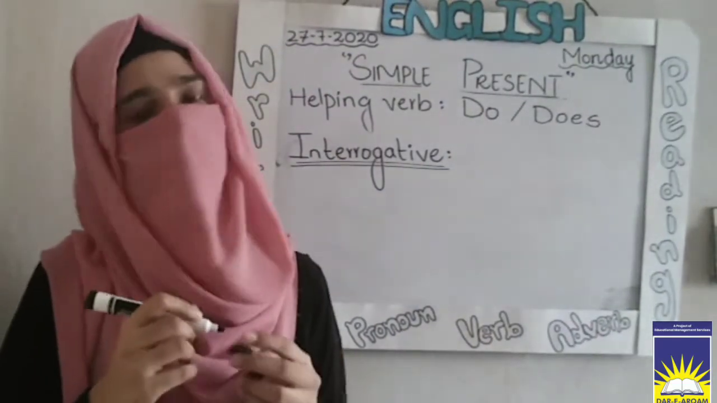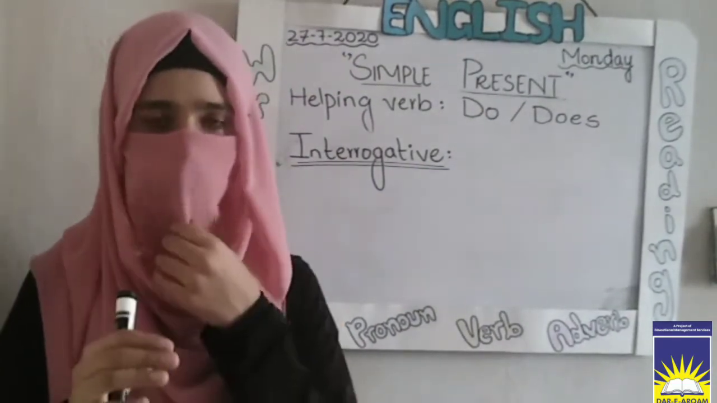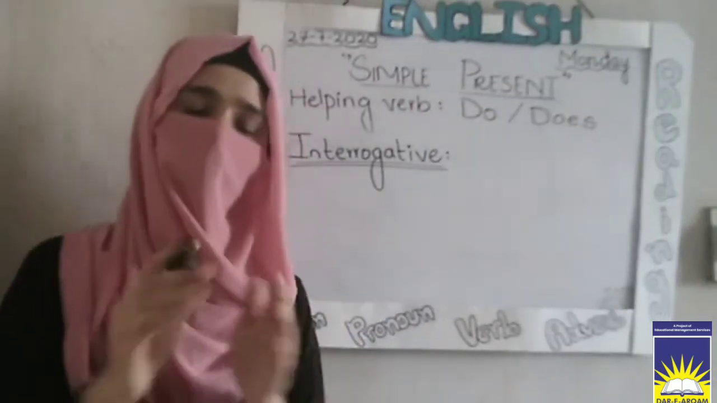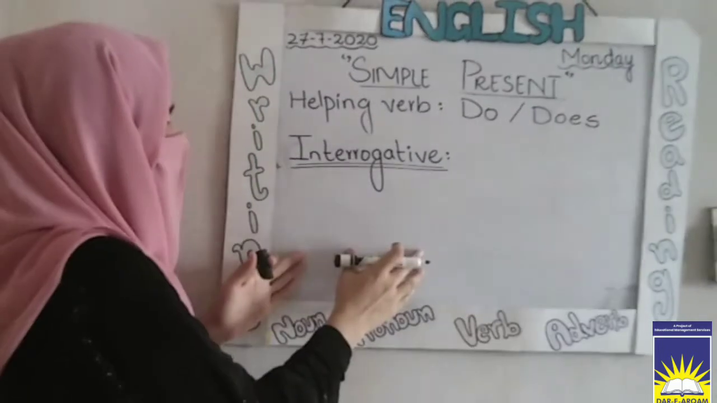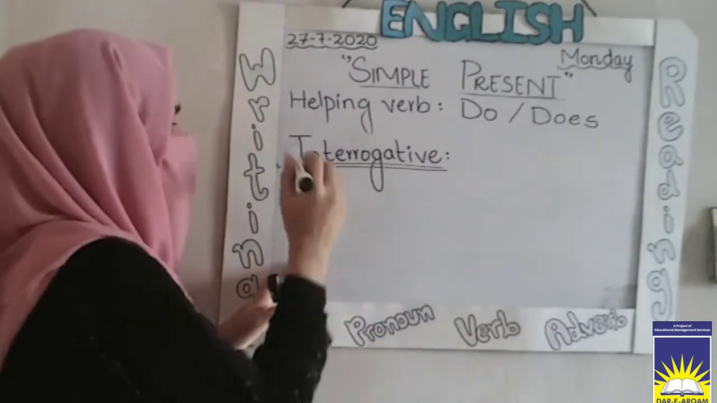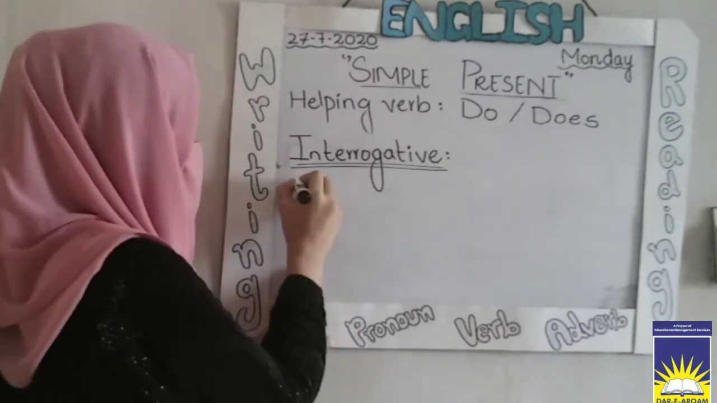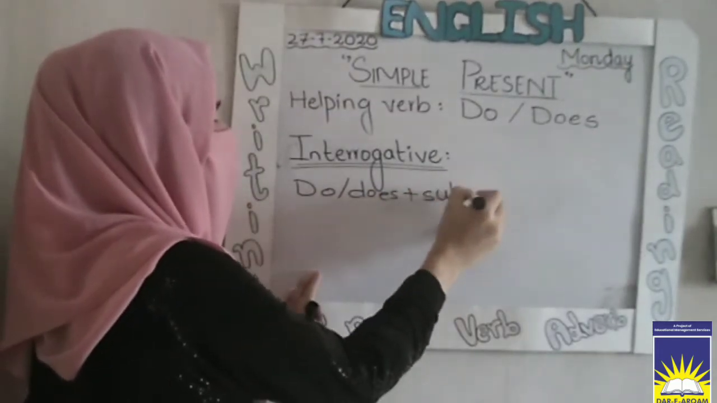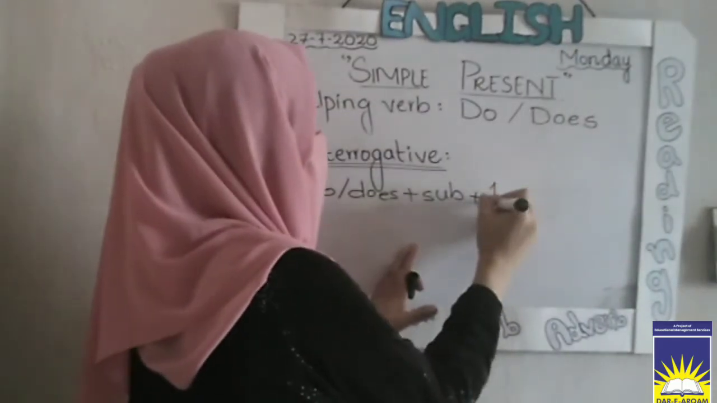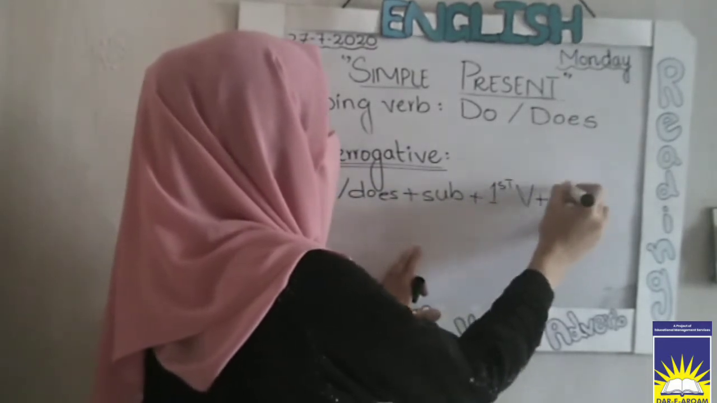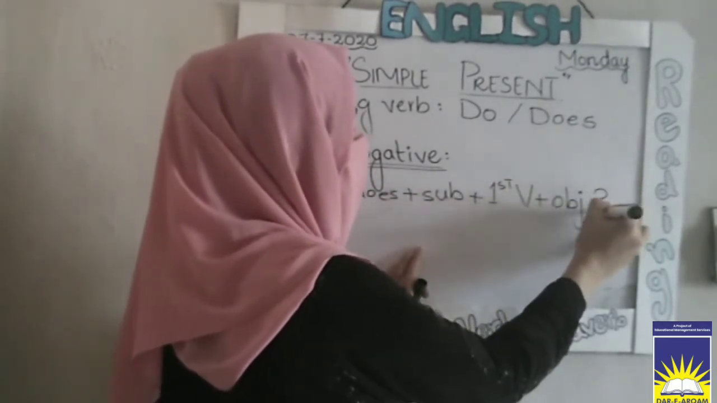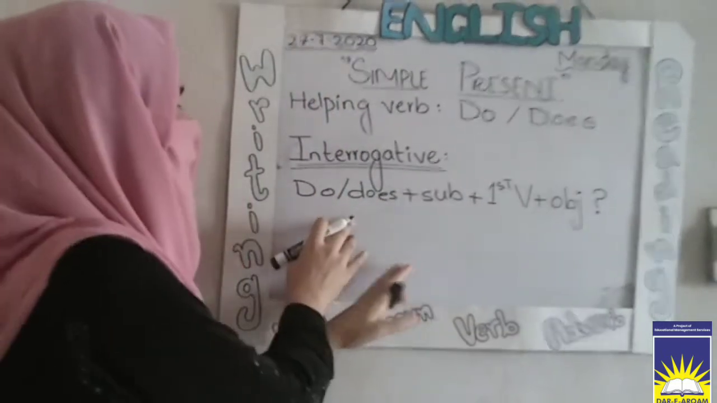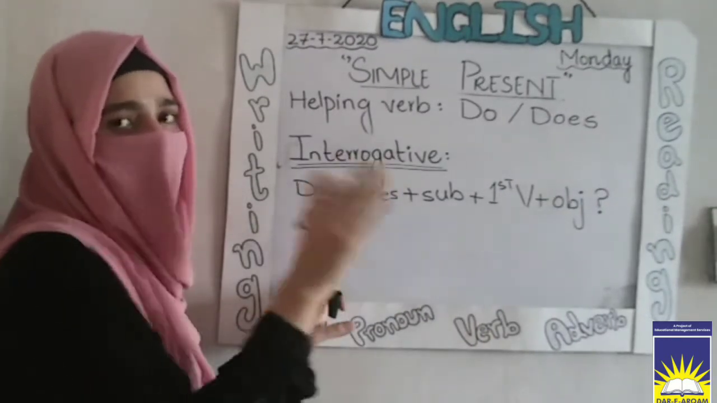Interrogative sentences. Interrogative sentences are questioning sentences. These are the sentences in which we ask a question of someone. So, what is the sentence structure? Have a look. In an interrogative sentence, first we always write the helping verb, which can be do or does. Then subject, then first form of verb plus object, and in the last we will write a question mark, because interrogative sentences are questioning sentences. Now, I am going to apply this formula in a sentence.